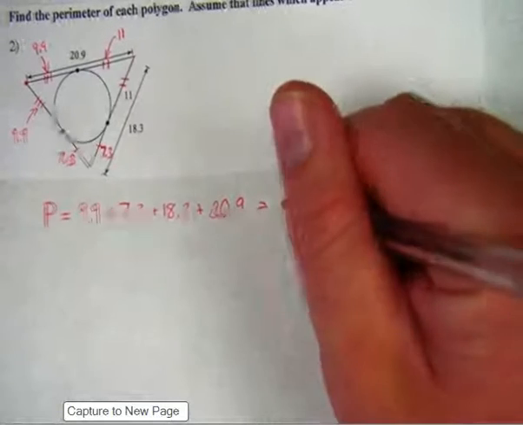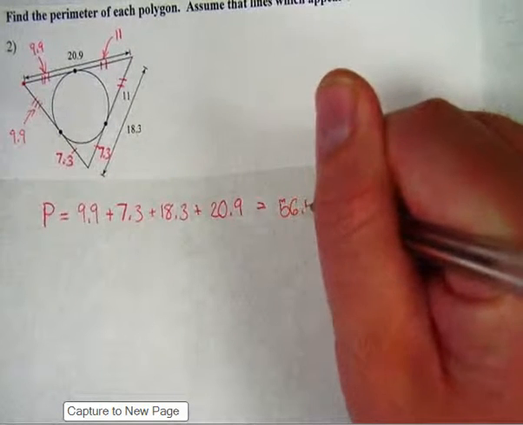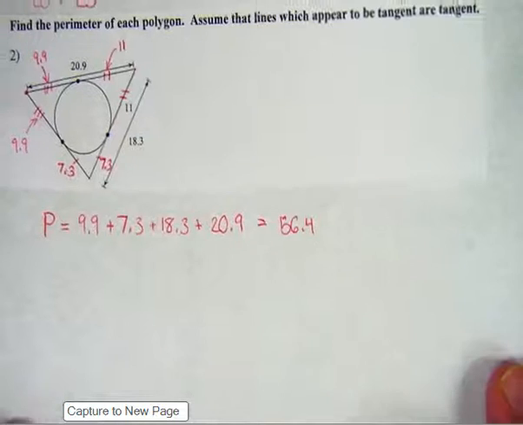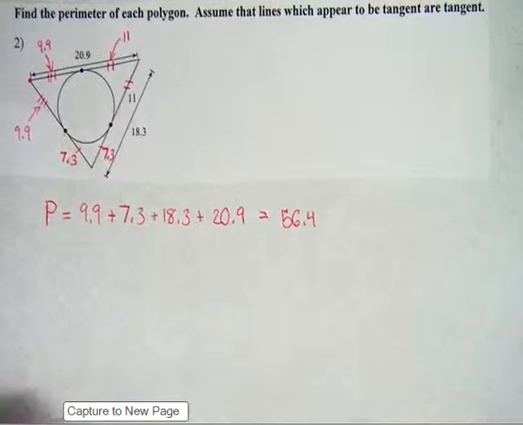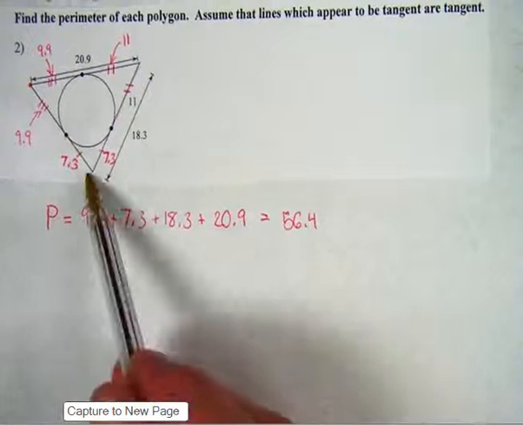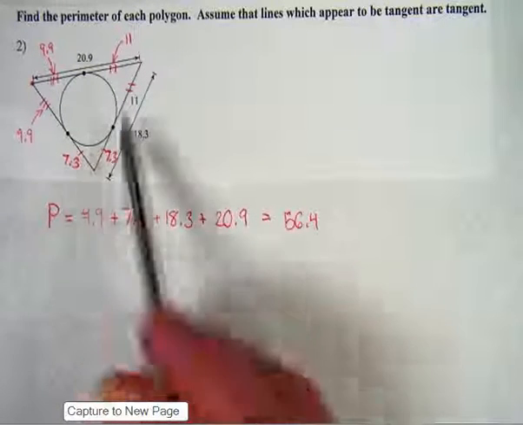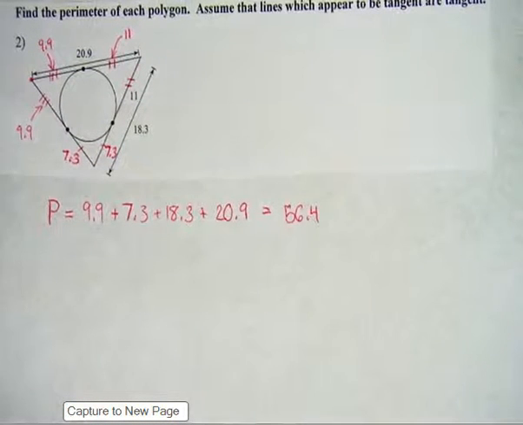I'll add those up on a calculator and we get 56.4, and that would be our perimeter. We're not given any units, so we can't say anything further than that. But again, we're using the fact that these are tangent lines, and thus these must be congruent to calculate the perimeter.